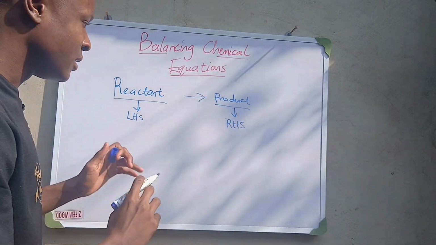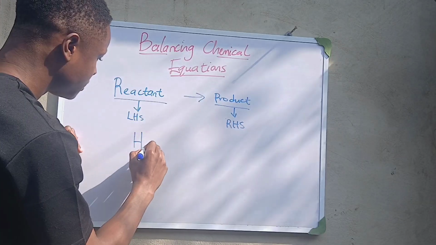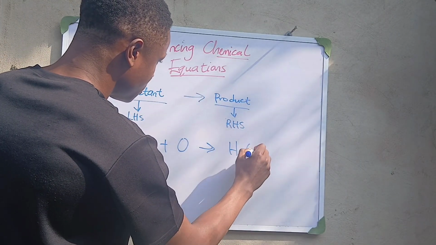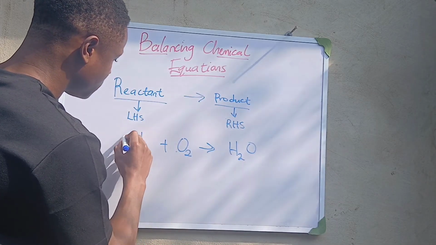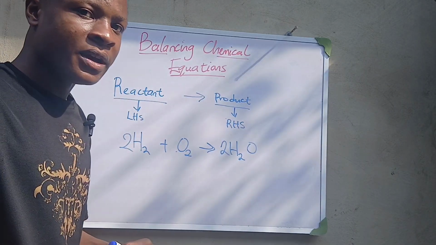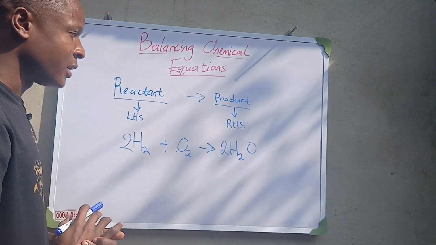Let me give you an example of a chemical equation. Let's say we have H2 plus O gives us H2O. This is an example of a chemical equation: hydrogen reacting with oxygen to give water.